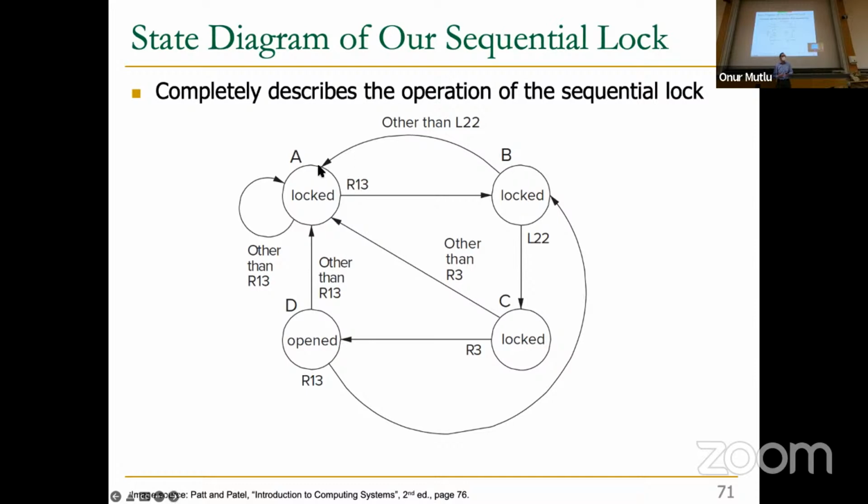I've already described this, so I'm not going to go through it. Basically, this completely describes the possible states and the transitions of the states of that sequential lock. Meaning, this sequential lock is a circuit. You can think of it that way. And we're completely describing our circuit. We're not missing out anything.